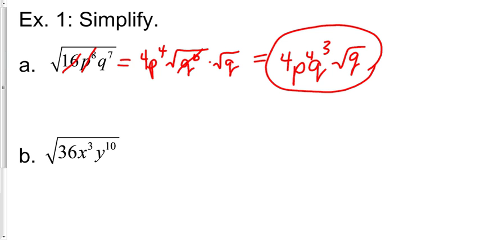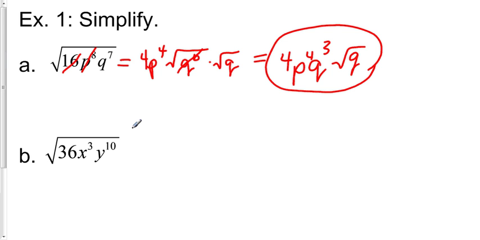Okay, so let me go through that one more time. We've got the square root of 16 is 4. The square root of p to the 8th is p to the 4th. And because this was an odd power, I needed to split it into a perfect square. And what that means is split it into an even power. So we've got q to the 6th times q. We know that the square root of q to the 6th is q to the 3rd, and then you leave the square root of q in your answer.